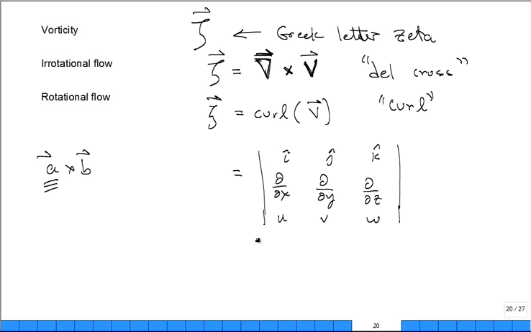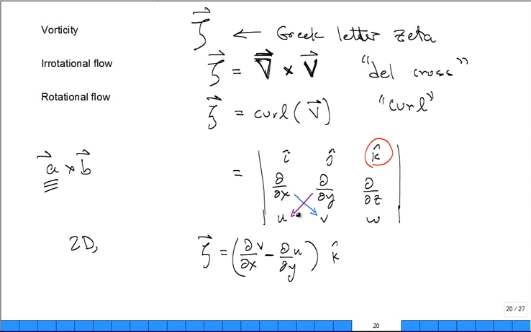True? Most of the time you're working in 2D, X and Y, and so the vorticity is equal to only something in the K. This is the only one that survives right here. And it's equal to the rate of change with respect to X of V. That's this. Minus the rate of change with respect to Y of U. That. Minus that. Remember that?